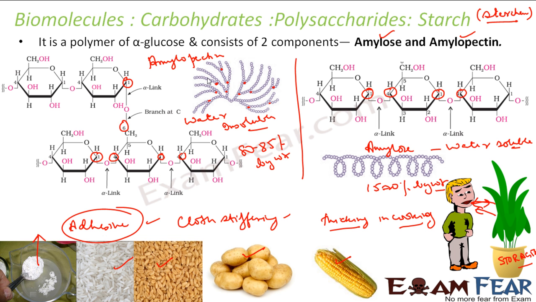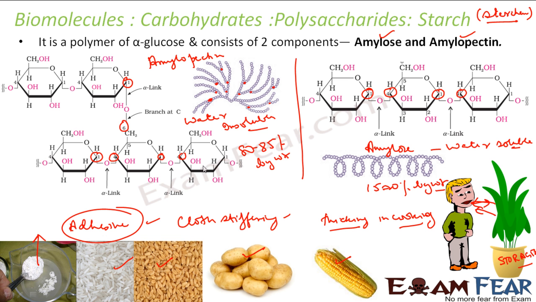Hope you are trying to understand what I'm trying to say. These are all straight C1-C4 linkage, C1-C4, C1-C4, but at this point it is C1-C6. And again here, these are all C1-C4. If you go straight, it is all C1-C4; the moment you talk about a branch, it is C1-C6 linkage. They have some branches, and that's why it is a little water insoluble.